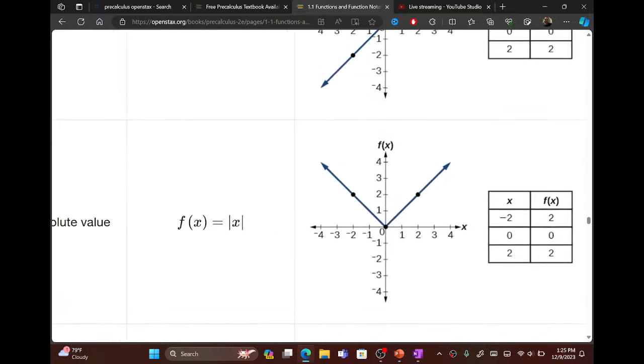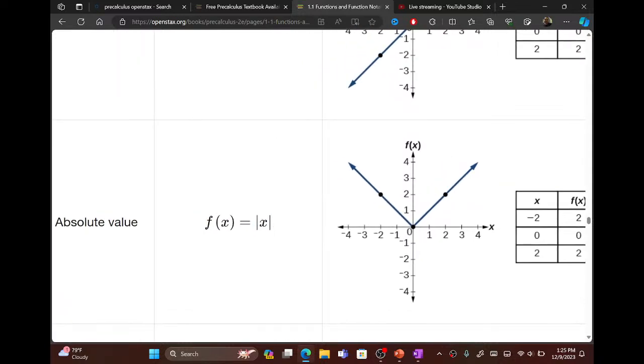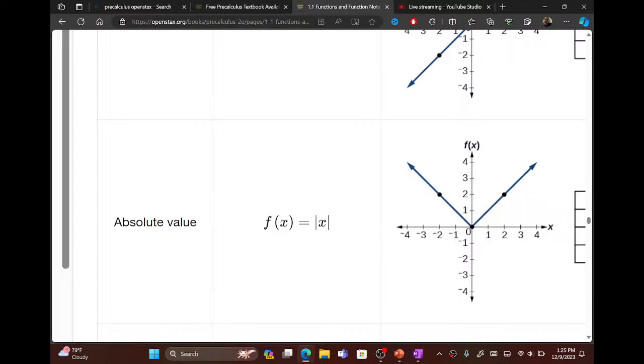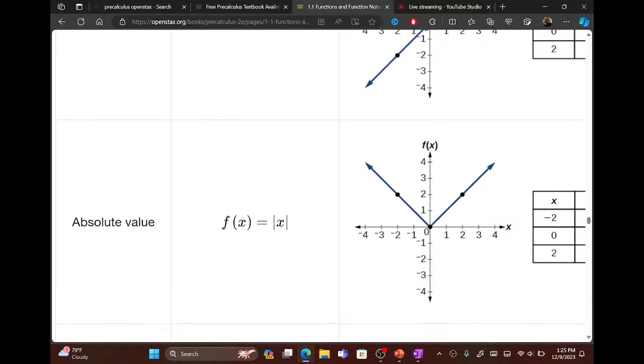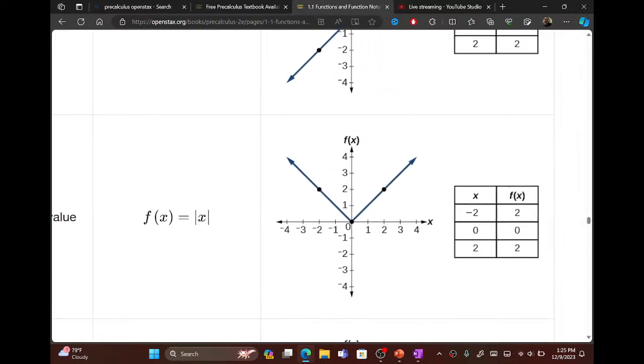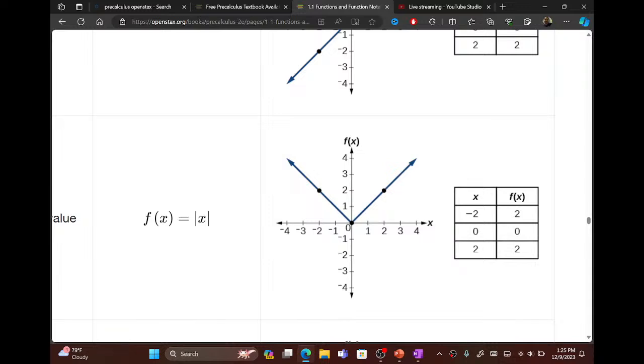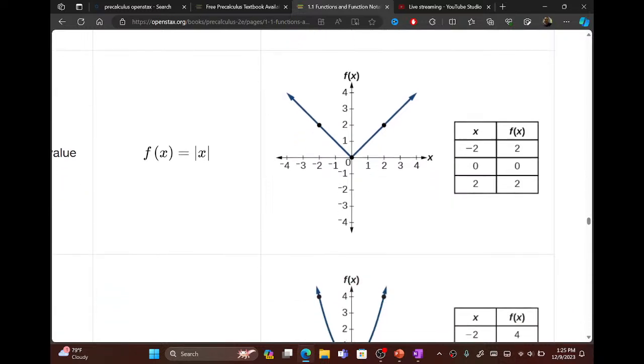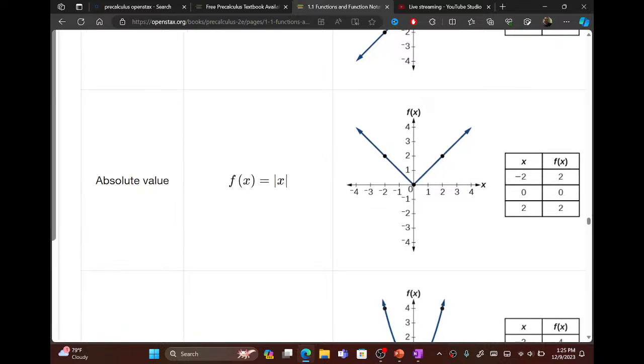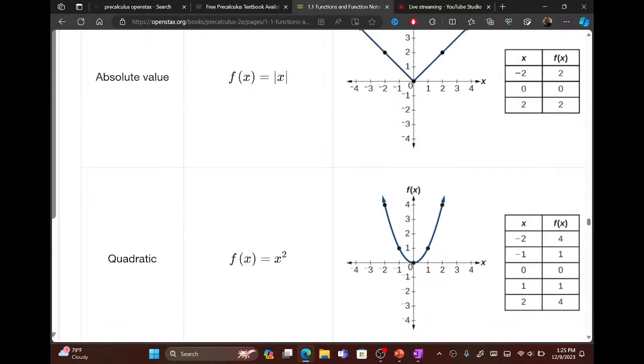There is another one, the absolute value function. This one is f of x equals absolute value of x. We've done these when we were in college algebra. So this one just means that you're taking the absolute value of everything. When you do an absolute value of a negative, it's going to be the positive number, and so forth. It's really the distance from 0, excuse me.